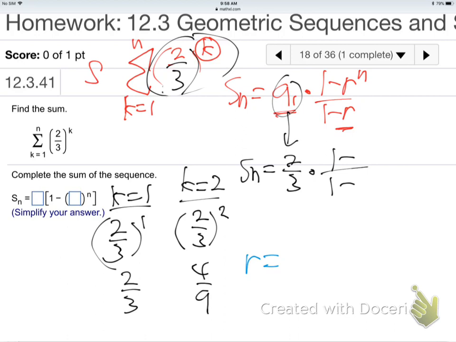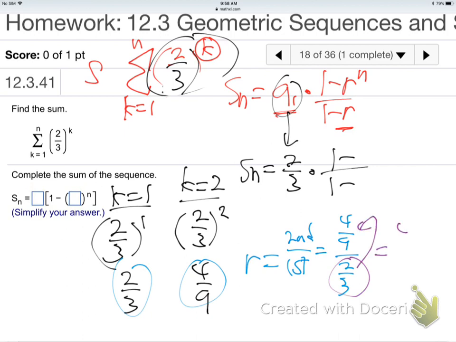So R is always the second term over the first, which is 4/9 over 2/3. And then we grab the 2/3, flip it up, 4/9 times 3 over 2. Get to there. 3 goes into 9 three times. 2 goes into 4 two times. It's 2/3. R is 2/3. Good there?